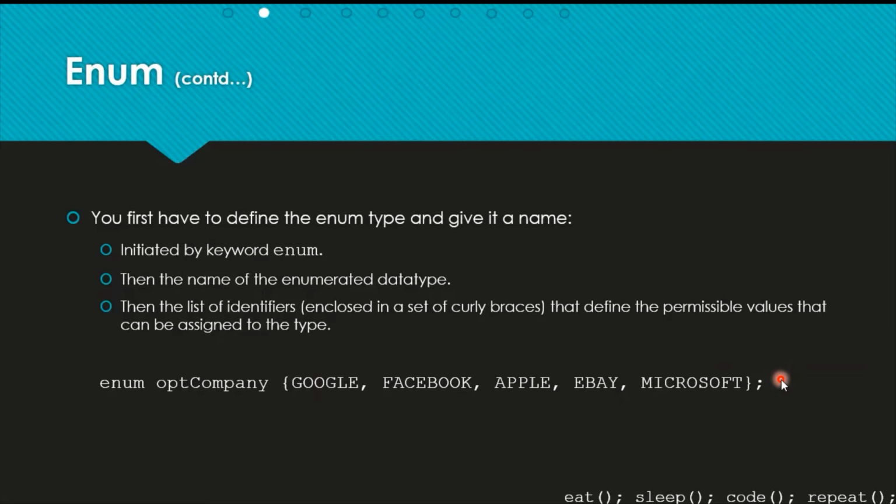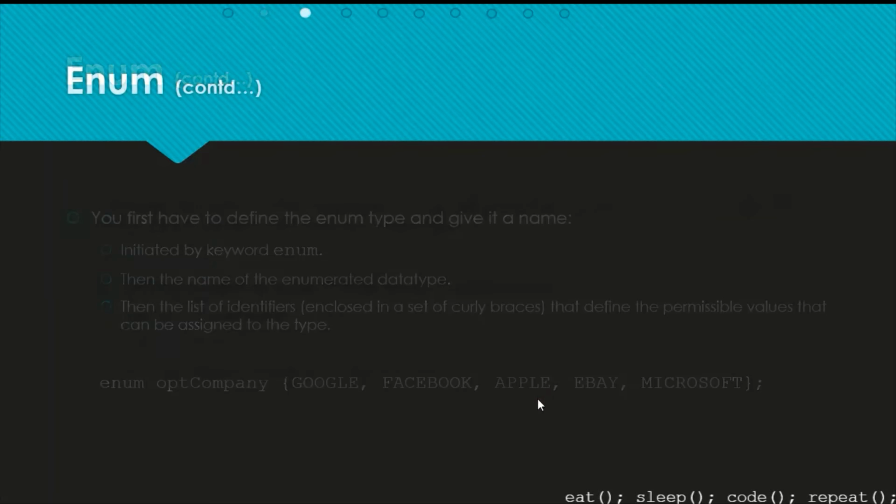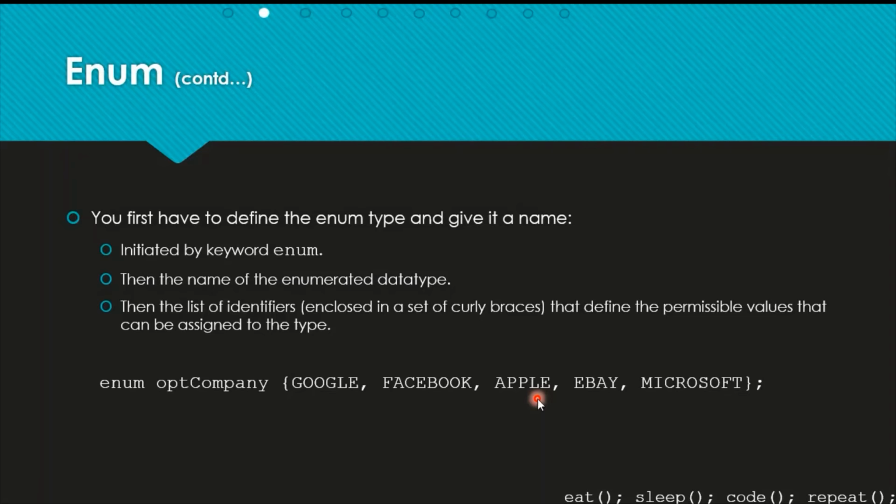One thing that is important to note is that we can put this particular line inside main and also outside main. It is not bound to be inside main only. It can be anywhere, and when we see the program we will observe this too. So we have enum opt company, and inside curly braces the list of companies which are the only permissible ones. This is how we define our enum data type.